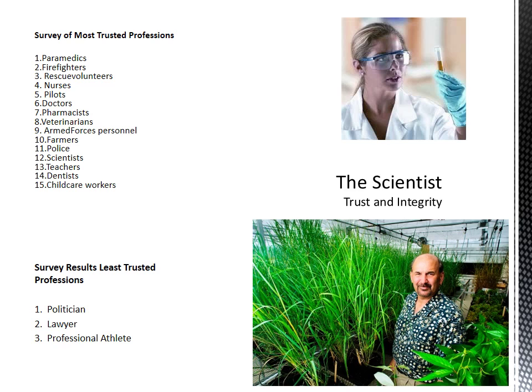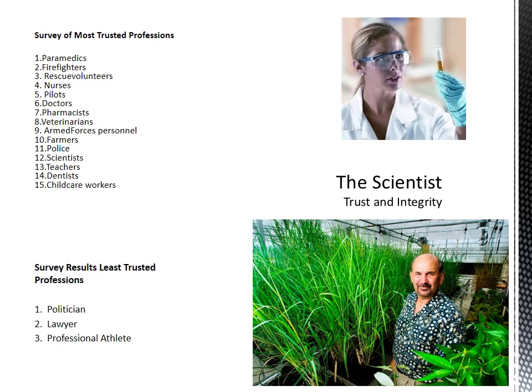Veterinarians. We still haven't hit scientists, by the way, because it's really important to take care of your dog and cat. Armed forces personnel. Farmers. Okay, now I'm starting to get a little upset. Police. And then scientists. So what this is saying is people trust the police more than they trust scientists. They trust farmers more. Okay, so you got a scientist, you got a farmer, and you're like, all right, so can you explain to me what's going on with climate change? Let me ask the farmer first. That's an issue.